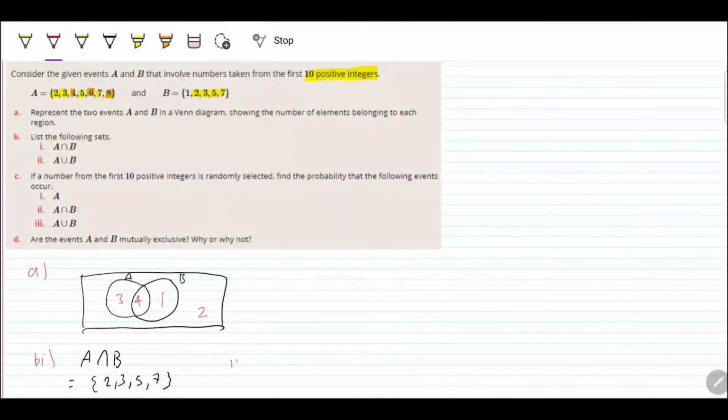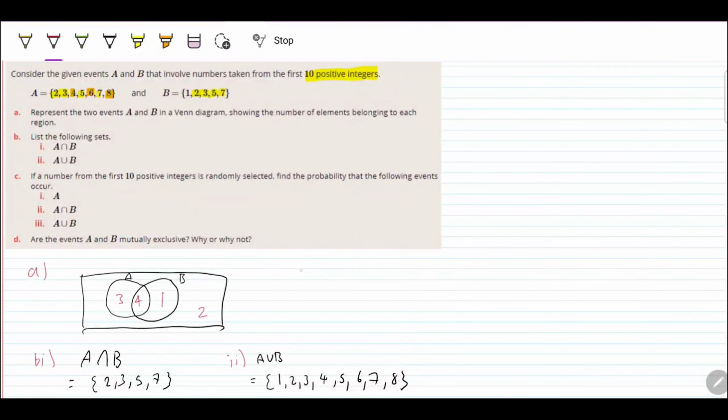So for BII, this is asking us to find A union B. So in other words, what do they have combined between both of them without overlapping? So you open the list, open the bracket, and we get 1, 2, 3, 4, 5, 6, 7, and 8.